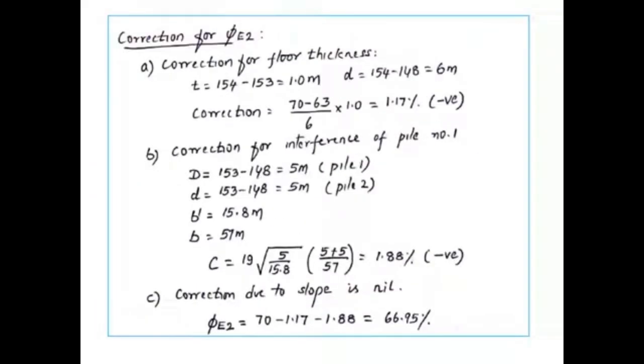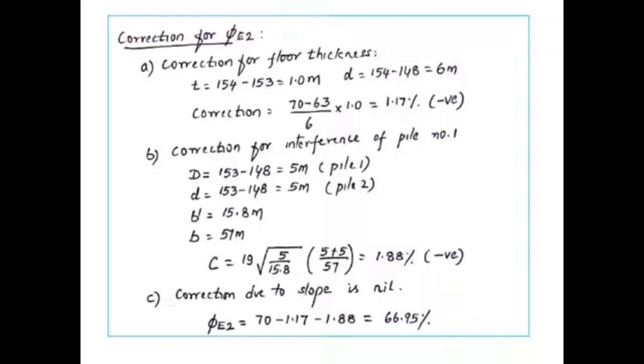So what corrections do you apply for point E2, which is on the left side of the pile? The floor thickness correction has to be applied, because the pressures are got at the top of the floor, so for 1 meter we have to give the corrections. It is varying between 70 and 63. At E2 it is 70%, at D2 it is 63%. So 70 minus 63 over the depth of the pile into the distance you want, so 1.17%. Actually the pressure that you got is slightly more, so the pressure will reduce, therefore you have to apply negative corrections.